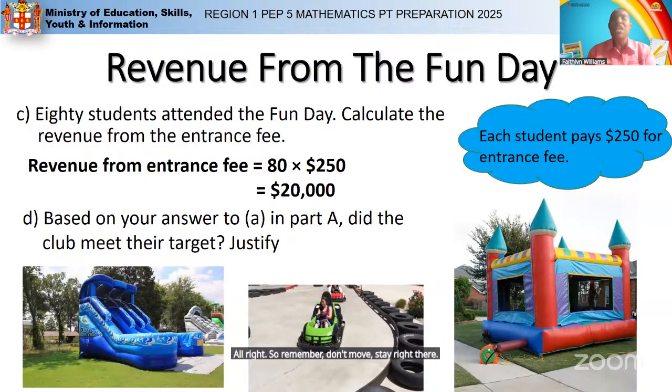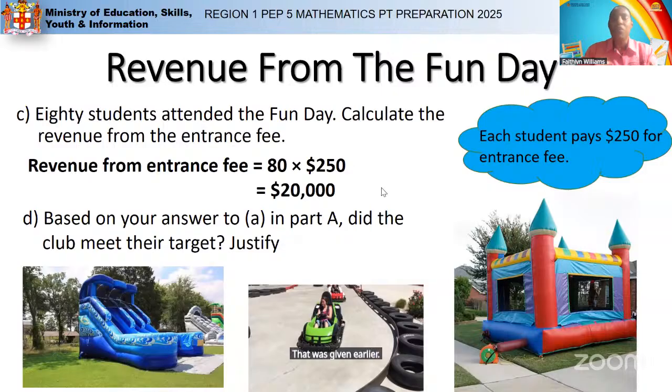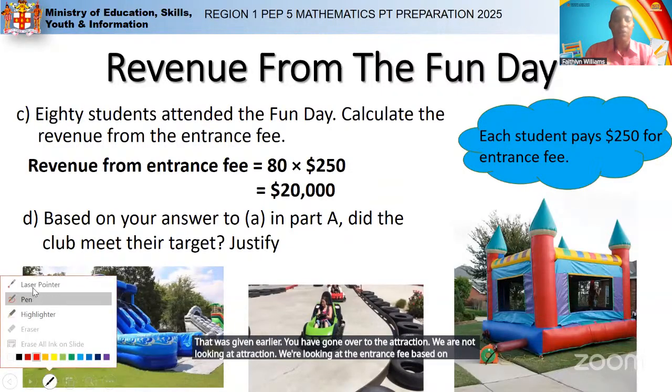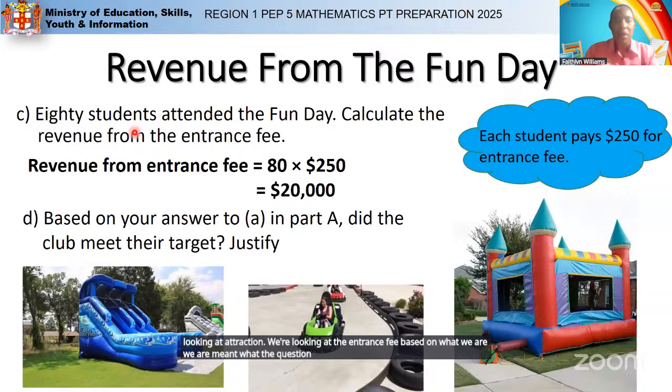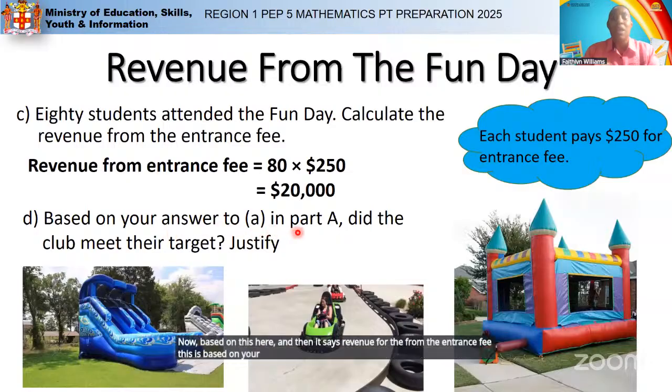All right, remember, stay right there. How much is it that they needed to get from the entrance fee? That was given earlier. So you have gone over to the attraction. We're not looking at the attraction, we're looking at the entrance fee, based on what the question says. It says here, 80 students attended the fun day, calculate the revenue from the entrance fee. This is based on your answer to A in part A. It means you have to go back to part A, which they had asked.